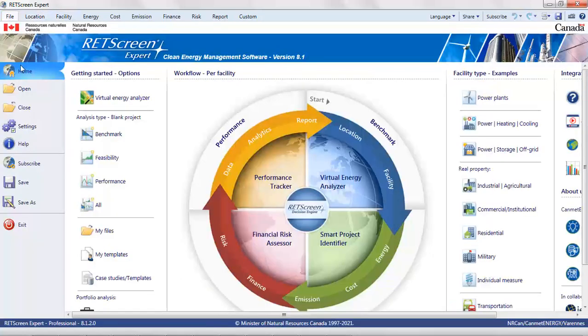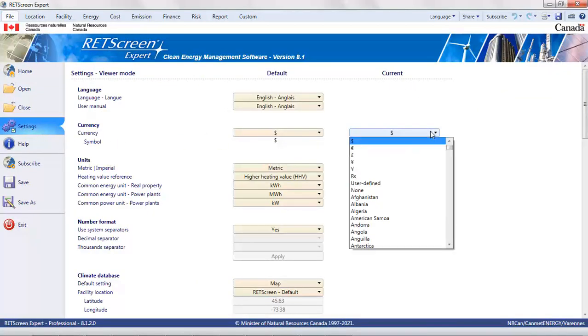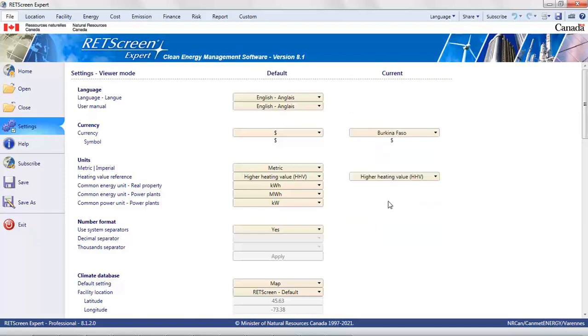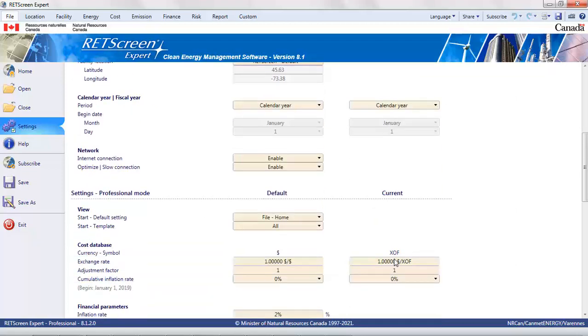I go to File, Settings, and change the currency for the current analysis to that for Burkina Faso, the franc CFA with the symbol XOF. At the time of recording, the exchange rate is about 0.0021 Canadian dollars per franc CFA, or 470 francs CFA per Canadian dollar. You can change the exchange rate if you are using RETScreen in professional mode.